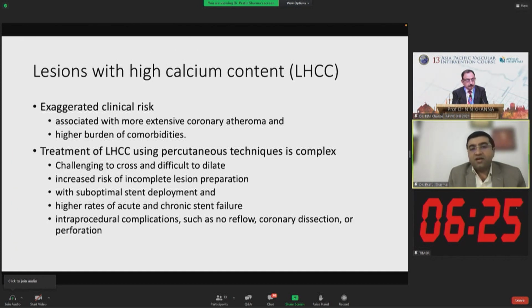Now, the lesions with high calcium content are generally found in patients who have a higher burden of comorbidities, and they are associated with more extensive coronary atheroma. Treatment of these lesions using percutaneous techniques is complex because, as you all know, they are challenging to cross and difficult to dilate. There's an increased risk of incomplete lesion preparation, which ultimately will end up with a suboptimal stent deployment. Suboptimal stent deployment or under expansion has a very high rate of acute and chronic stent failure, as we all know. In addition, there is a high incidence of intra-procedural complications such as no reflow, coronary dissection, and perforations.